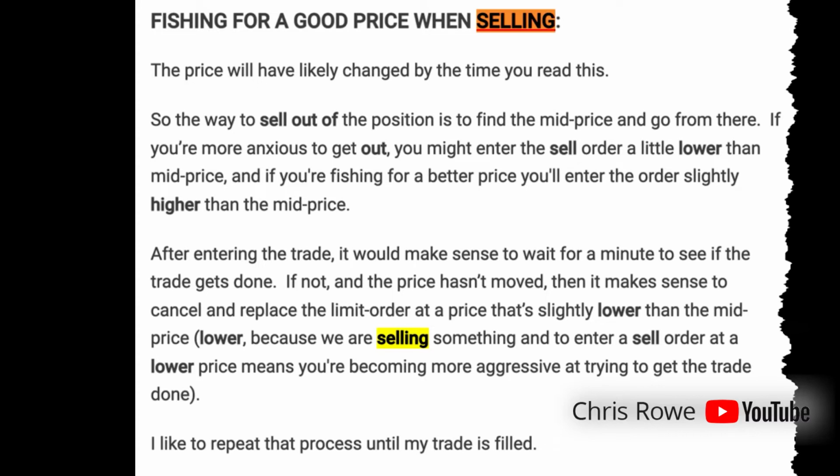After entering that trade, it would make sense to wait for a minute and see if the trade gets done. If the trade doesn't get done and the price hasn't moved, then it makes sense to cancel and replace the limit order and do so at a price that's slightly lower than the mid price. Lower because we're selling something, and to enter a sell order at a lower price means that you're becoming more and more aggressive at trying to get the trade done. Okay, so you enter it at a lower price, more appealing for the buyer. So I like to repeat that process until I get my trade filled.